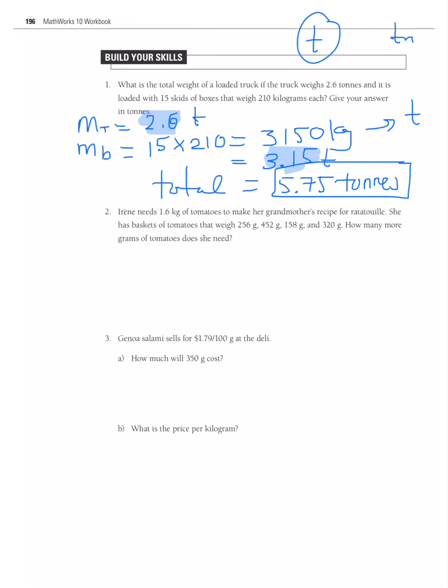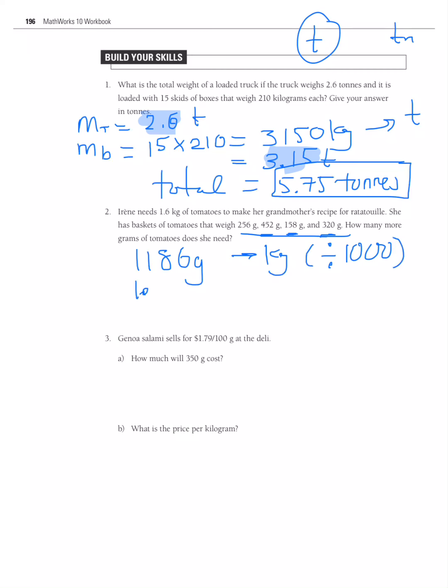All right, so just one conversion, and then I'll add it together. Number two, Irene needs 1.6 kilograms of tomatoes to make her grandmother's recipe, and she has baskets of tomatoes that weigh these amounts, all in grams. How many more grams of tomatoes does she need? So basically, we just have to figure out how many grams she has, and then change it to kilograms. So if we add up all those numbers, 256 plus 452 plus 158 plus 320, I get a total of 1186 grams. Okay, and then we have to convert this to kilograms, so we're going to divide by 1,000.